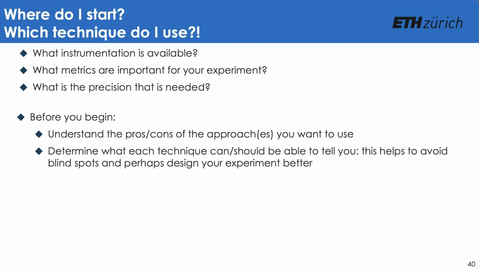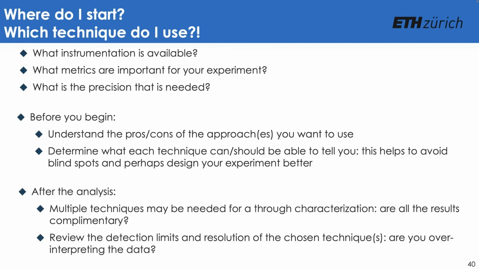So before you begin these types of experiments, it's good to understand the pros and cons of the approaches that you're going to use, and understand what each technique is actually going to be able to tell you, to help you avoid blind spots when you're designing your experiments. And then after the analysis, when you're looking at the data, see if all the results from your various analytical techniques are actually complementary, and make sure that you're within the detection limits and resolution of your chosen technique so that you're not over-interpreting the data.